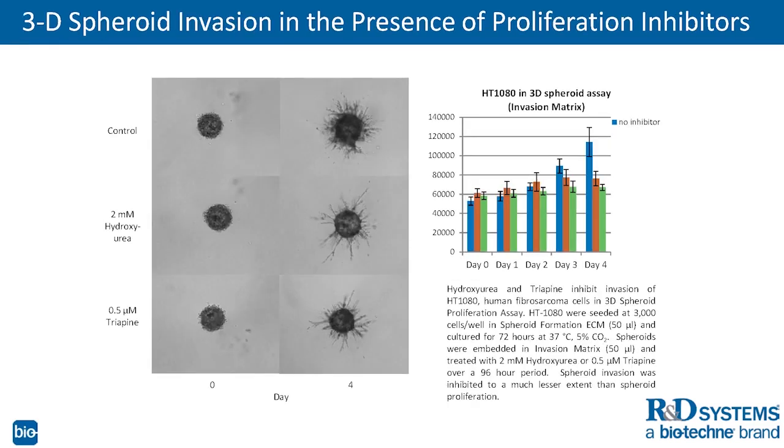When we use these compounds in the invasion assay, again, over a 96-hour period, column 1 is day 0, and column 2 is day 4. We see that although there is inhibition, the cells still have a pretty robust invasive response in the absence of proliferation.